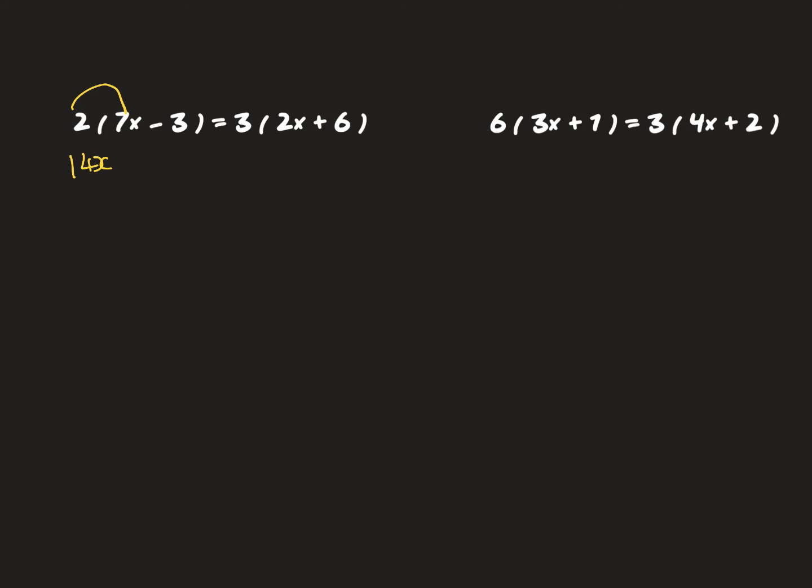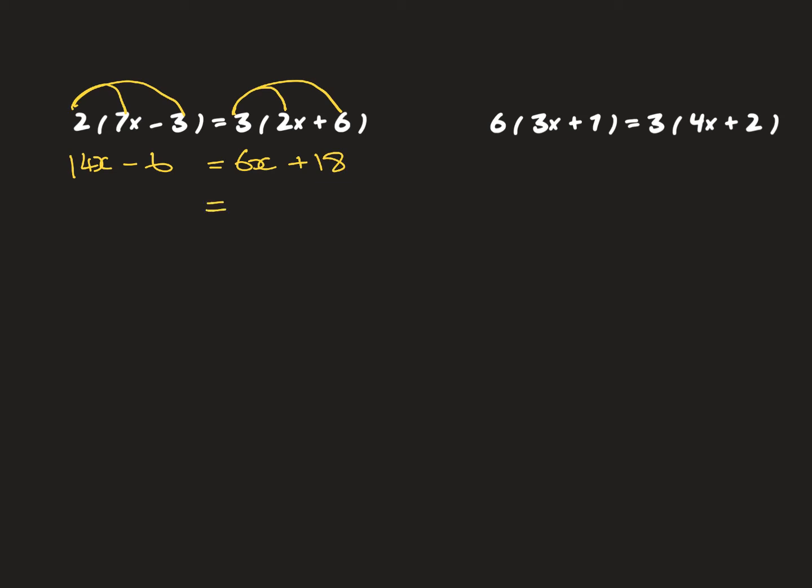And then we're going to do our 2 times our minus 3. So 2 times minus 3 is minus 6. Put our equals in. Now we're going to multiply our 3 by our 2x. So 3 times 2x is 6x. And then 3 times 6 is 18, so it'll be plus 18.